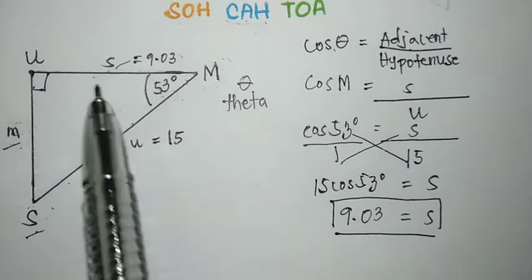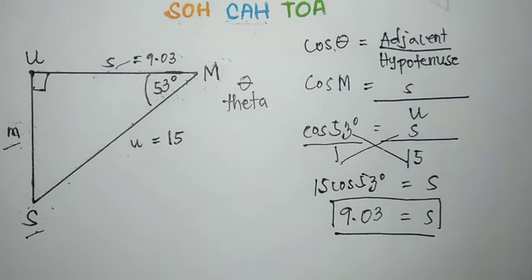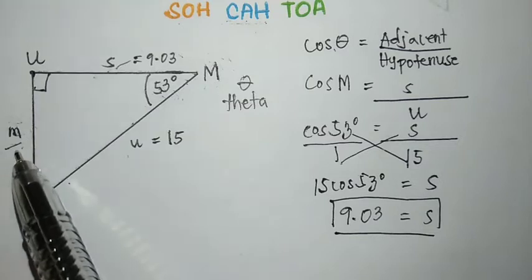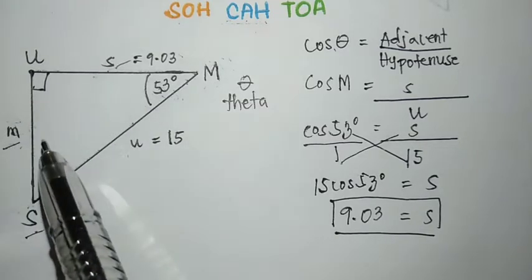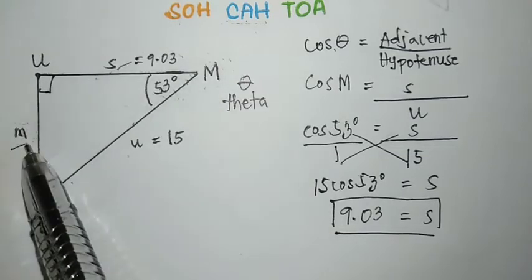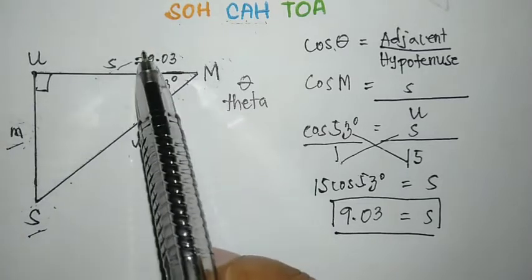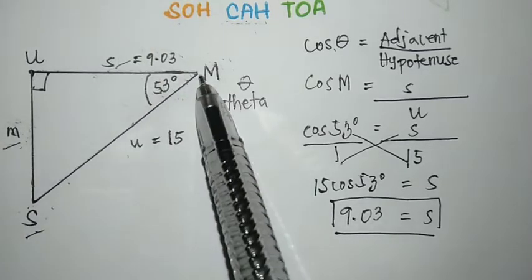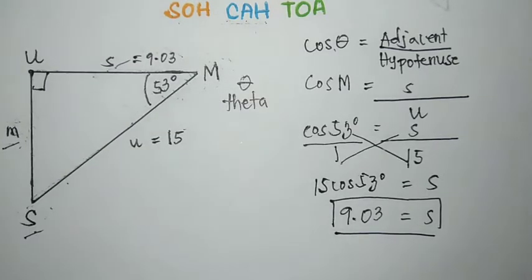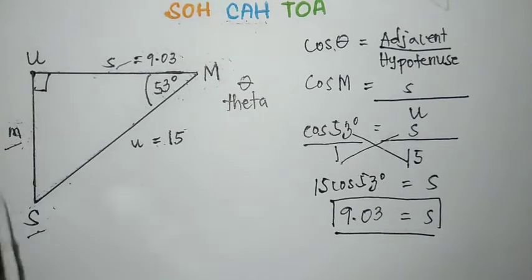Assume naman natin na hindi pa natin nahanap si side S, at itong M yung una natin hahanapin. Based on the angle theta given, ano ba si side M? Si side M is opposite ni angle theta. Ano ba yung given natin? Kunyari, wala pa si S. Ang given natin is si U, siya lang kasi yung may label, and siya is the hypotenuse. Therefore, we have OH. OH, hahanapin kasi natin si M, tama?